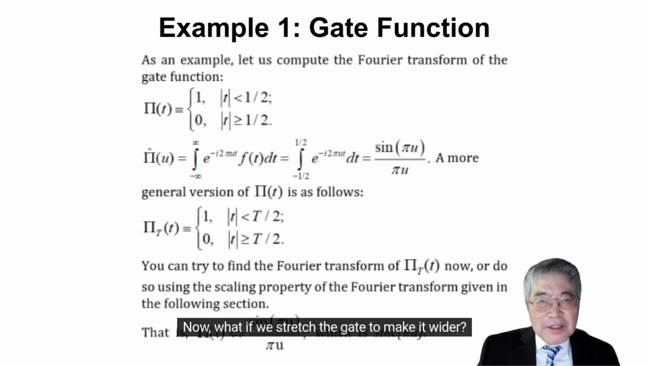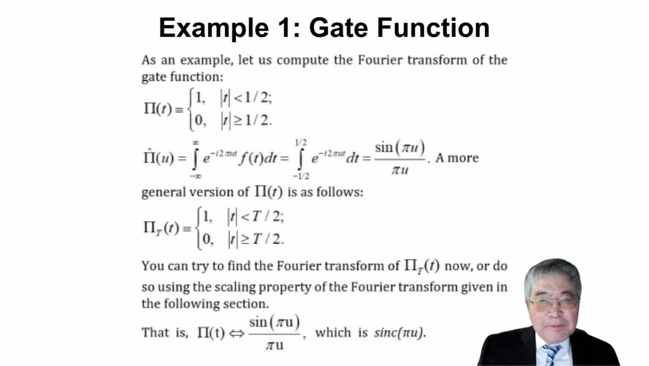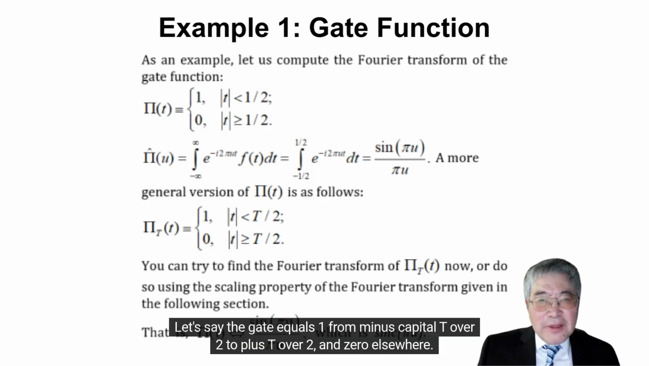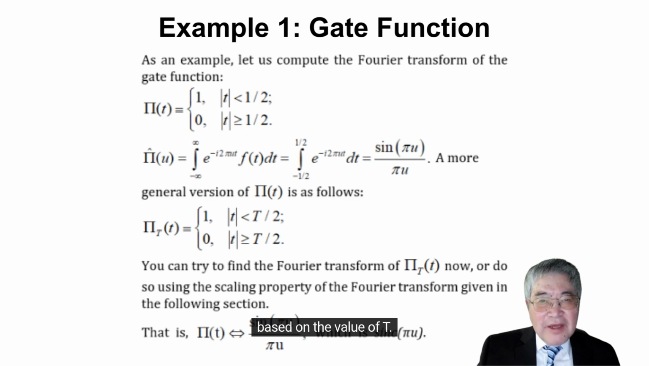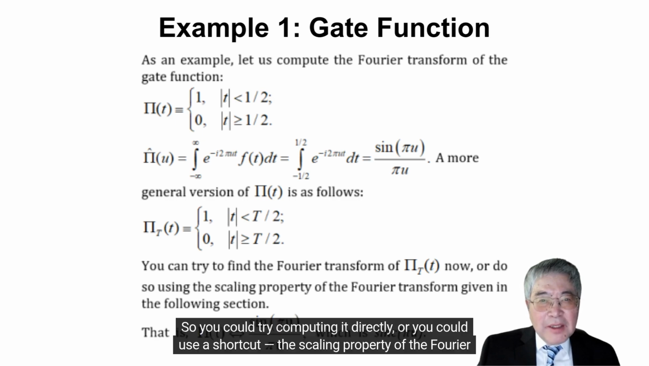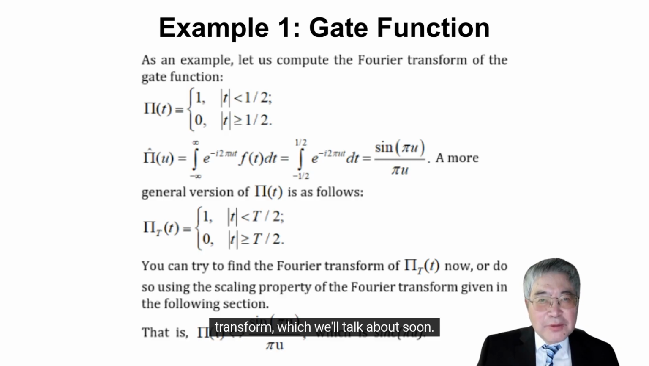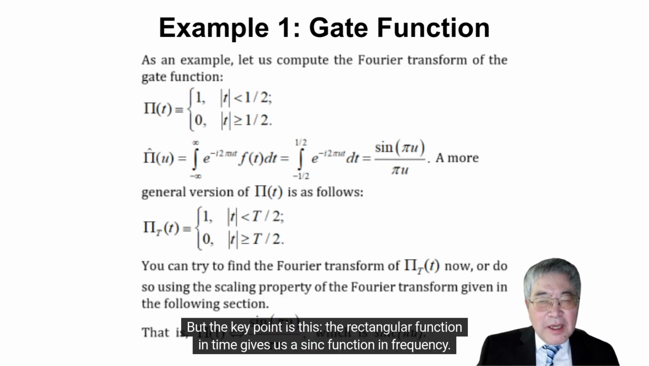Now what if we stretch the gate to make it wider? Let's say the gate equals 1 from minus capital T over 2 to plus T over 2 and 0 elsewhere. Then the Fourier transform becomes a scaled version of the same sinc function. It just shrinks or stretches based on the value of T. So you could try computing it directly, or you could use a shortcut, the scaling property of the Fourier transform, which we'll talk about soon. But the key point is this: the rectangular function in time gives us a sinc function in frequency.